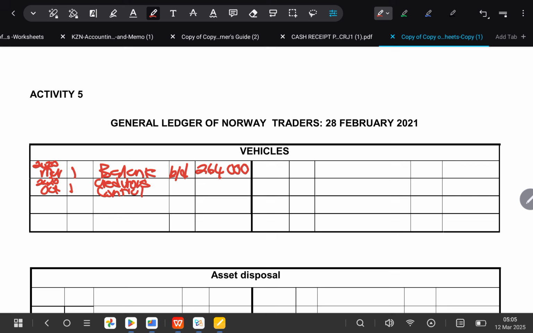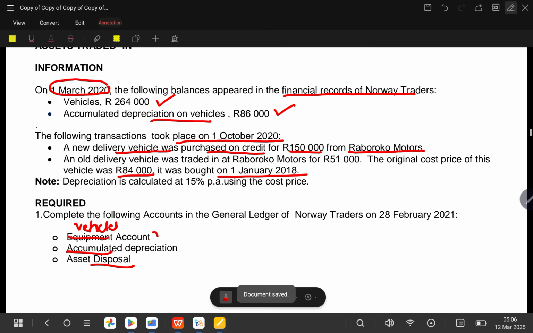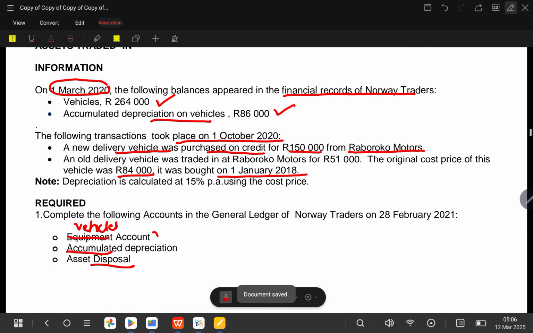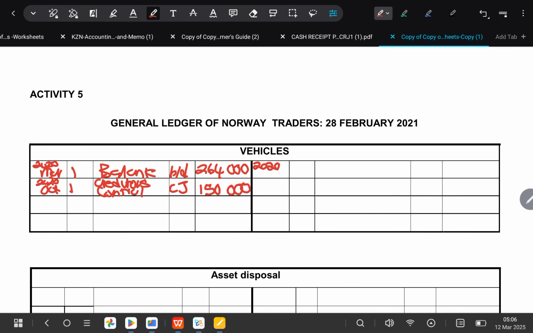And then under folio we're going to write our CJ, because this was bought on credit, and remember they said it was bought for 150,000. So you can just record that 150,000, and then once you are done with this, you also record the disposal, because they said they disposed. Remember, the disposal also took place in October, so we're going to say 2020 October the 1st.